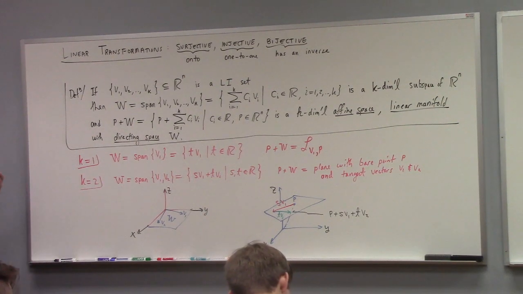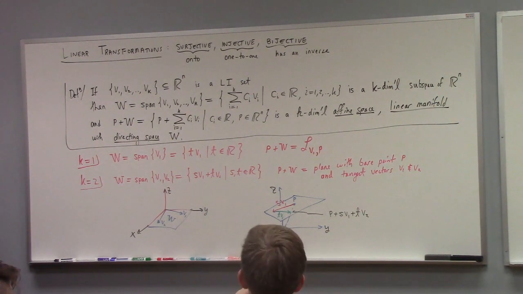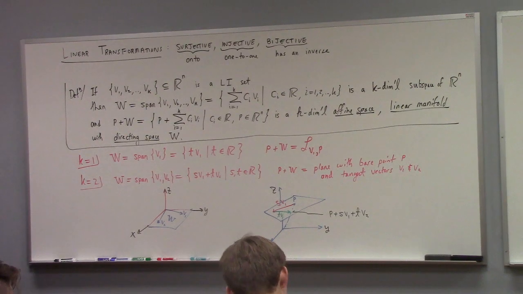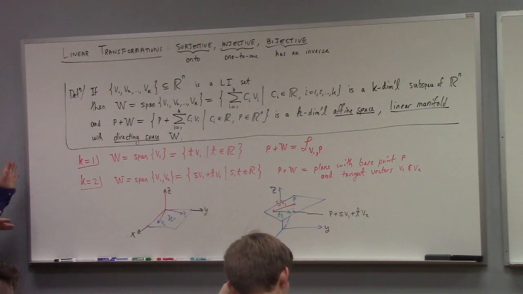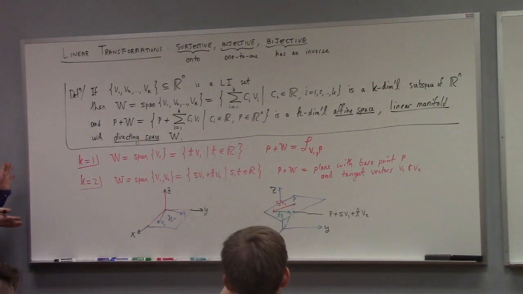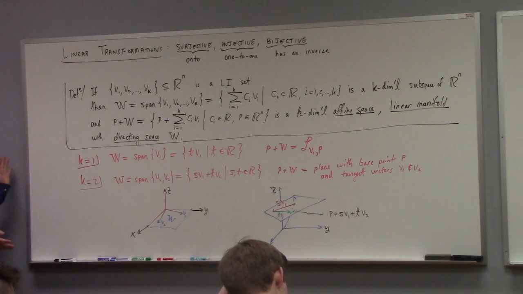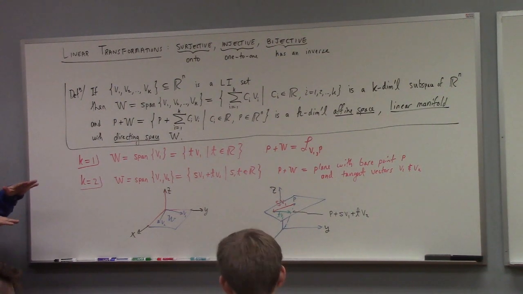What happens if k equals 3? What are we talking about? You're talking about like a volume, right? A three-dimensional space, right? And so if it's in R3, then it's just everything, right? But if it's in R4, there could be more than the three-dimensional space, right?